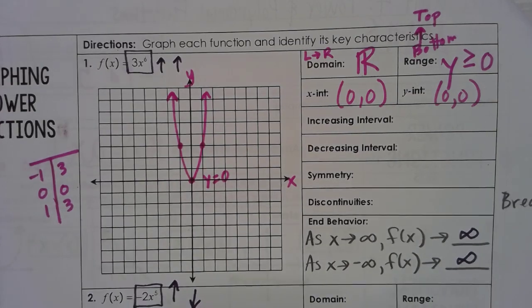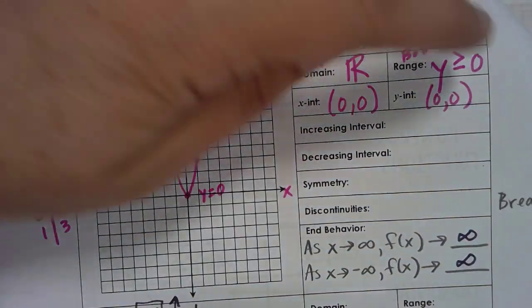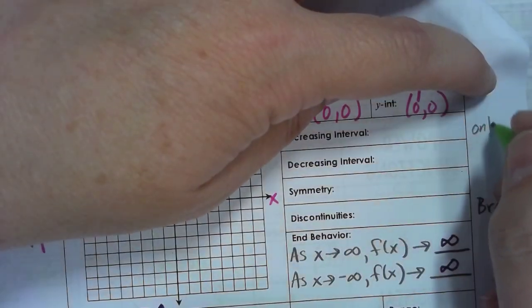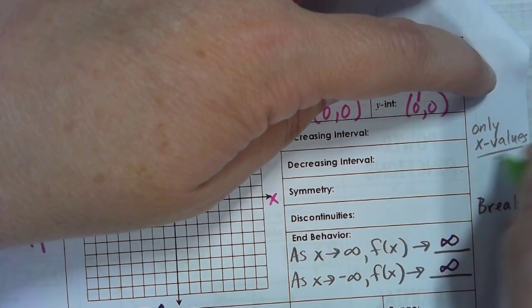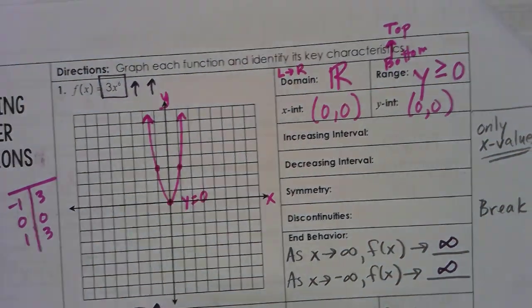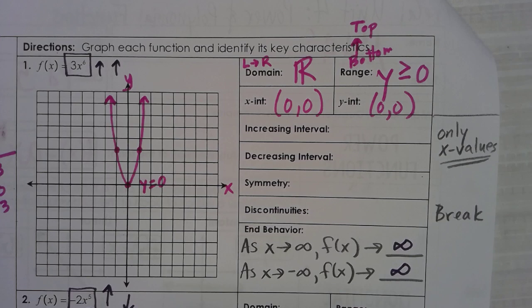Tomorrow we're going to shift our graph around and move them, so those will change. Okay, increasing and decreasing intervals. When we talk about increasing and decreasing, we're only looking at x values. For our interval, we're only looking at the x values. So we are going to start at the far left of our graph.